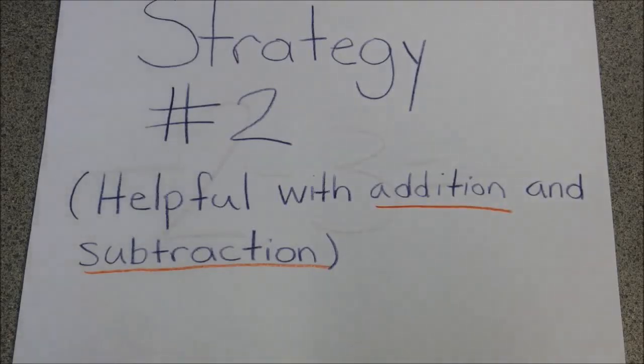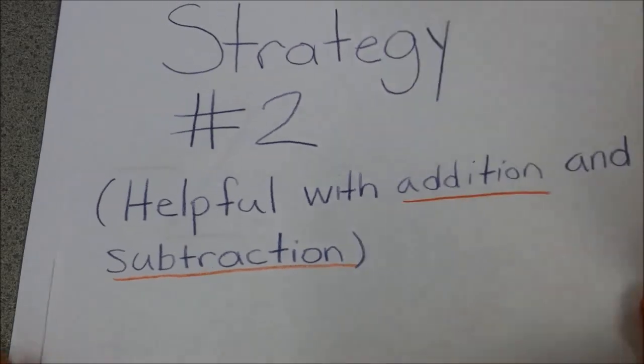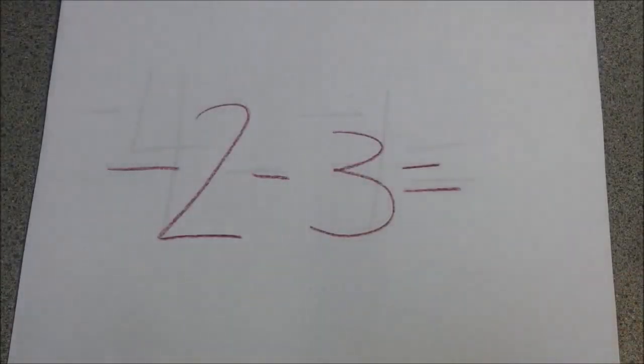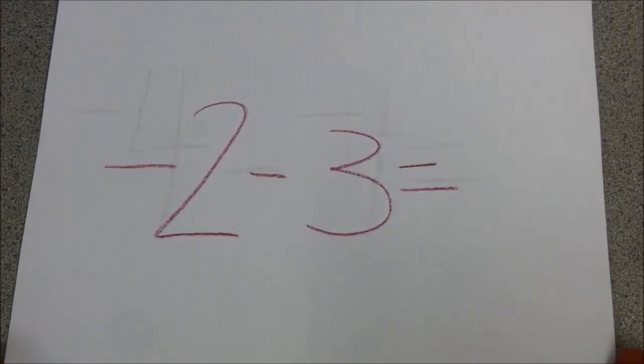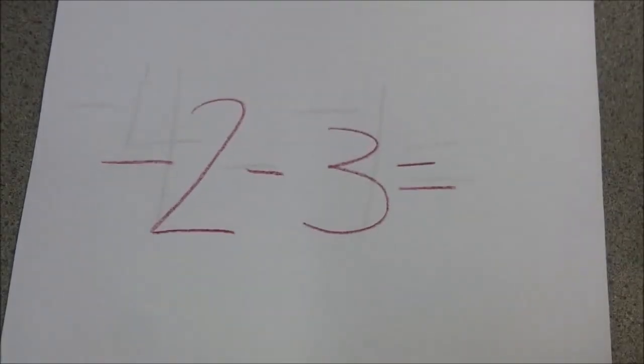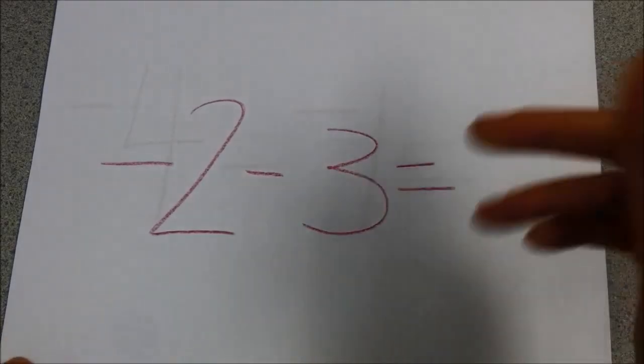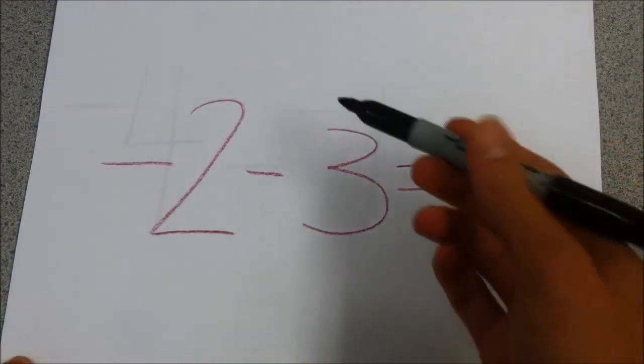This is a strategy that will help you with adding and subtracting integers. -2 minus 3. In this strategy, I have a little story that's going to go with it. All of the negative numbers are going to be represented by a cat. All of our positive numbers will be represented with a dog. We are first going to circle our numbers and the signs that go with our number.